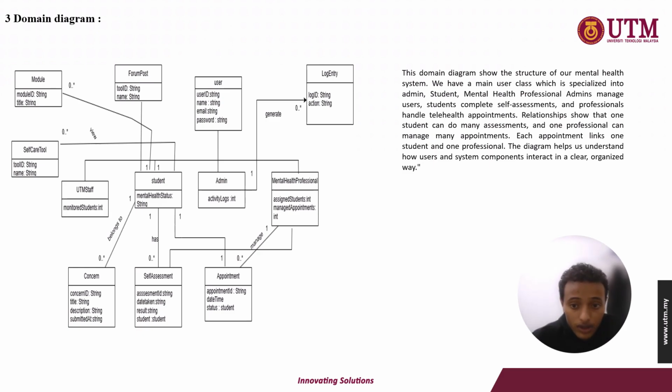Relationships show that one student can do many assessments, and one professional can manage many appointments, and each appointment links to one student and one professional. Also, a user can generate more than one log entry. The student can also view one or more self-care tools and models. The diagram helps us understand how the user and system components interact in a clear and organized way.